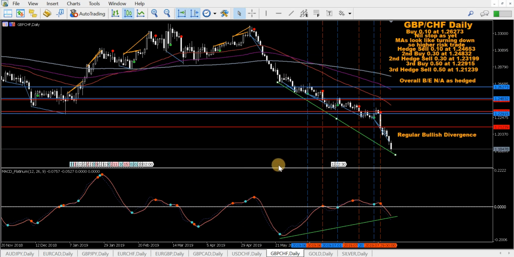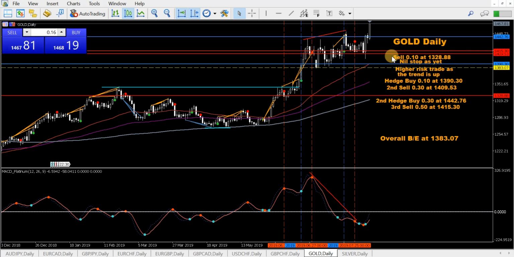Pound Swiss, similar sort of scenario, a lot of trades. These pounds killed me. Now here's two that are giving me grief, gold and silver. I've got a third sell in here, and there's my overall break even. There's the last trade there. You can read my notes. It didn't come close. I should have been out of this trade.